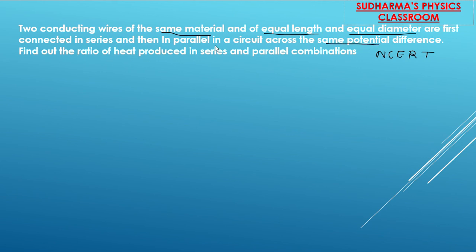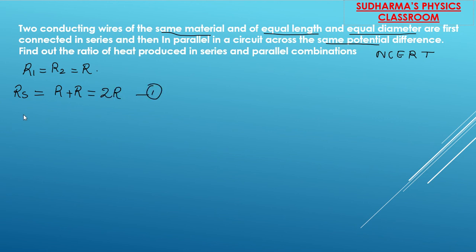So we have to read between the lines now. Same material, equal length, equal diameter. That means the resistance, we have two wires, R1 is equal to R2 is equal to R. This is the first thing I can find out from the statement. They are connected in series and then in parallel. If we connect two equal resistors in series, we have R series is equal to R1 plus R2, that is R plus R, that is equal to 2R.